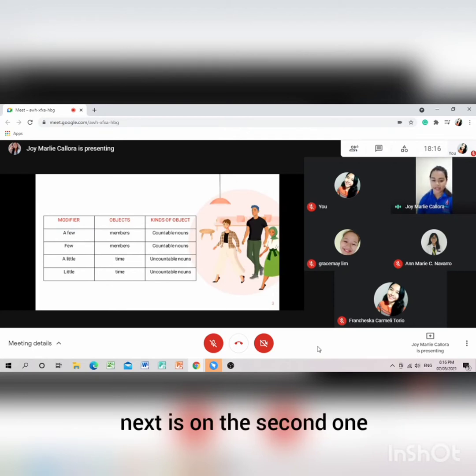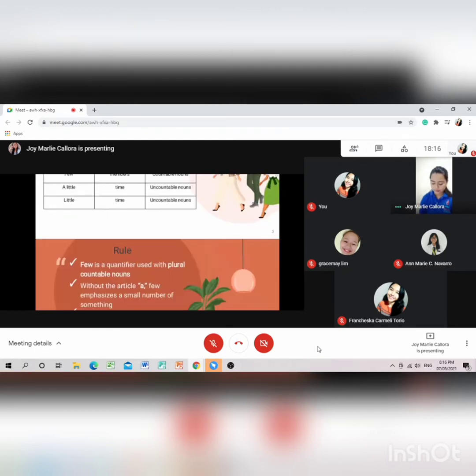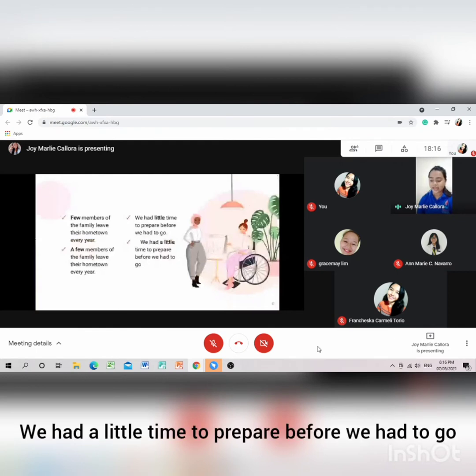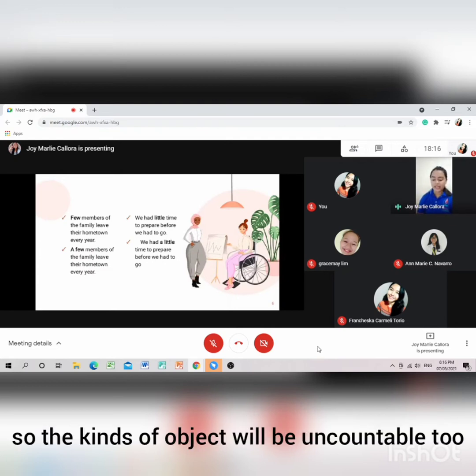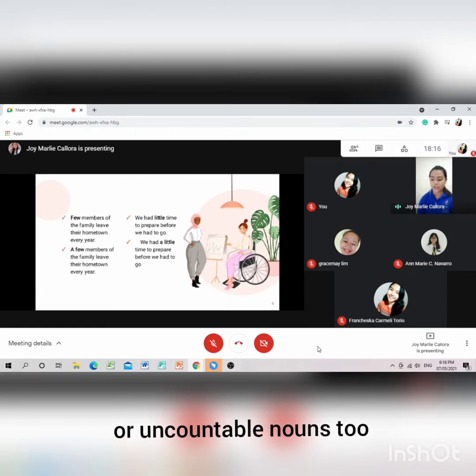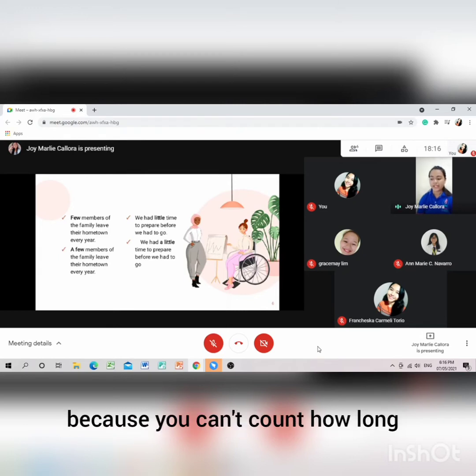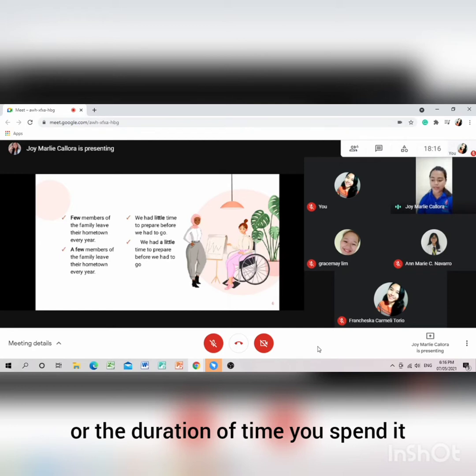Next is the second one. We had a little time to prepare before we had to go. We're saying that we had some time, even if not a lot of it, to prepare. So, the kind of object will be uncountable too, because you can't count how long the duration of time you spend is.